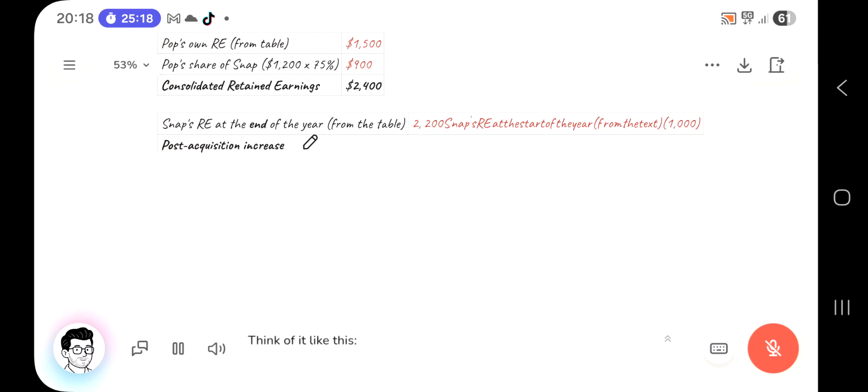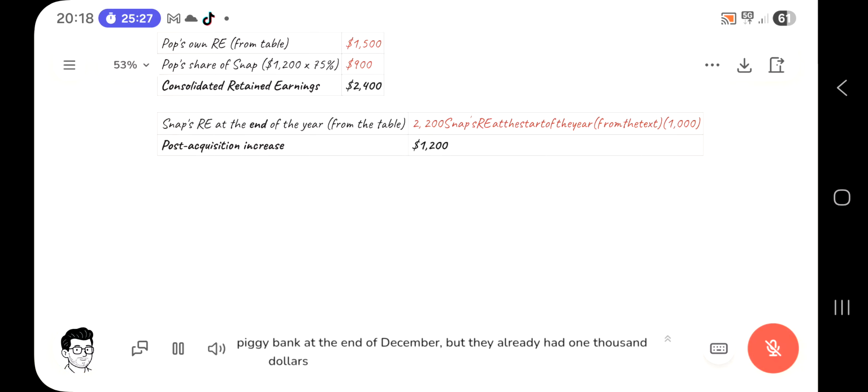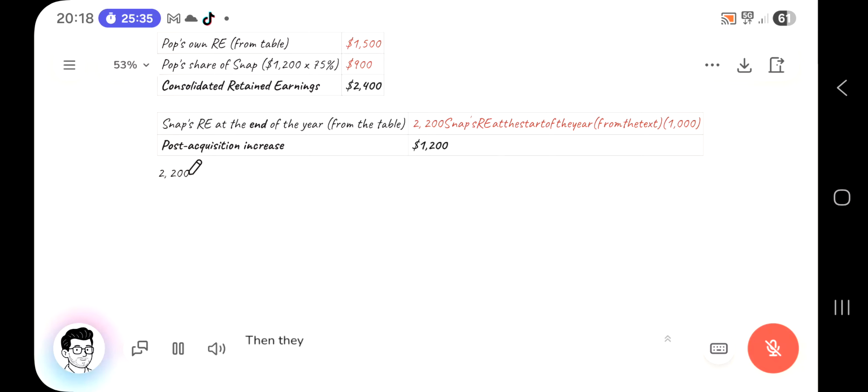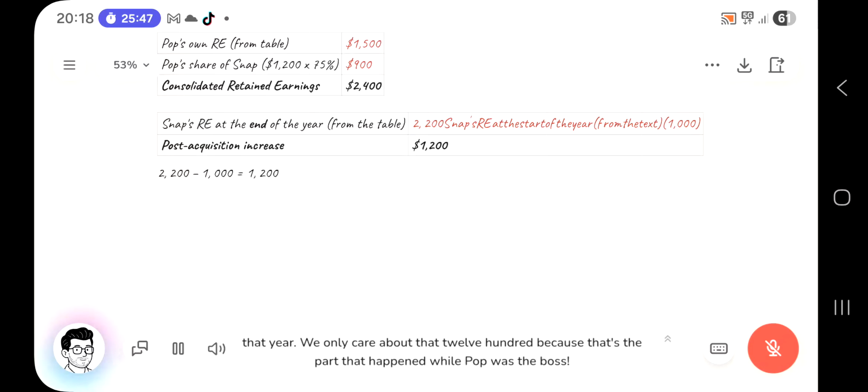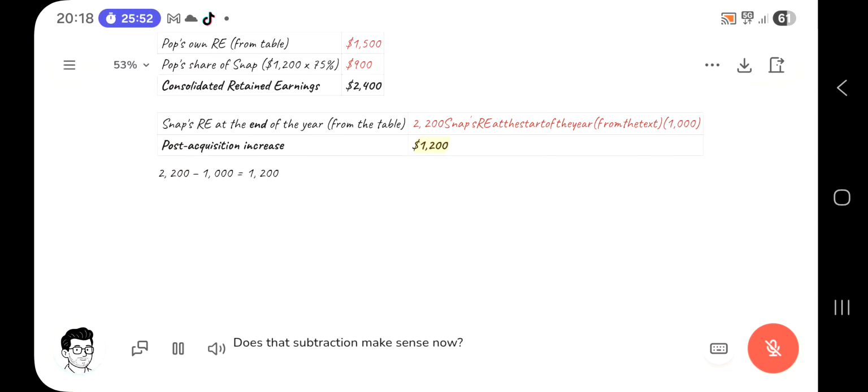Think of it like this. If Snap had $2,200 in their piggy bank at the end of December, but they already had $1,000 in there on New Year's Day when Pop bought them, then they must have earned an extra $1,200 during that year. We only care about that $1,200 because that's the part that happened while Pop was the boss. Does that subtraction make sense now? We're just finding the difference between the now and the then.